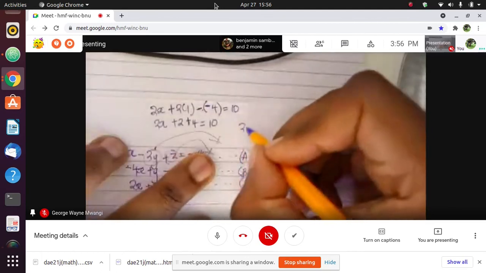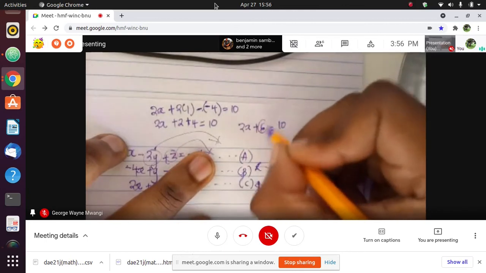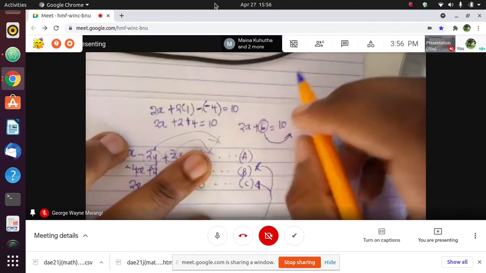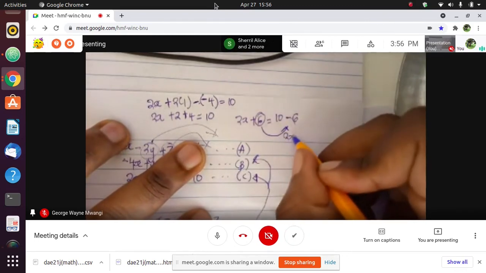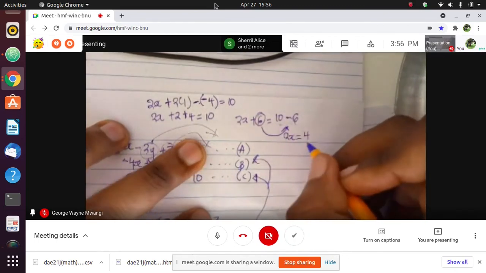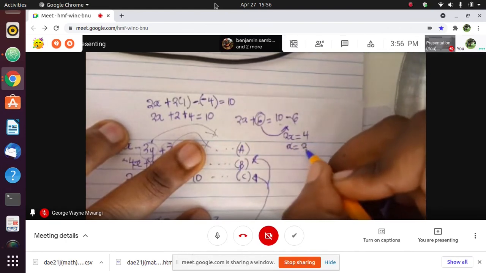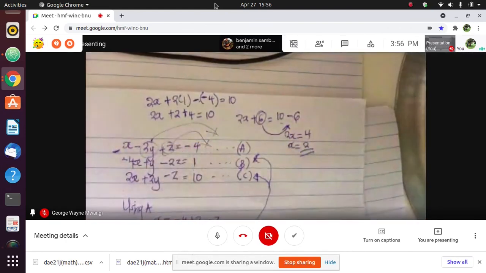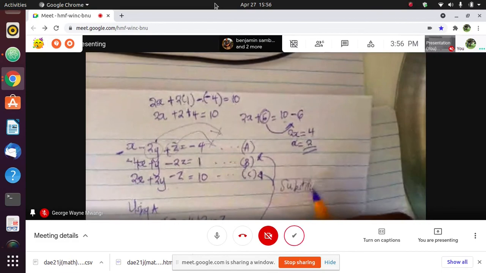So 2x plus 6 is equals to 10. Taking this positive 6 to the other side of the equal sign will become minus 6. So 2x will therefore be 10 minus 6 is 4. And the value of x is 2. Are we together? Yes. What we have done is we have solved these simultaneous equations with 3 unknowns by using substitution method. Okay?